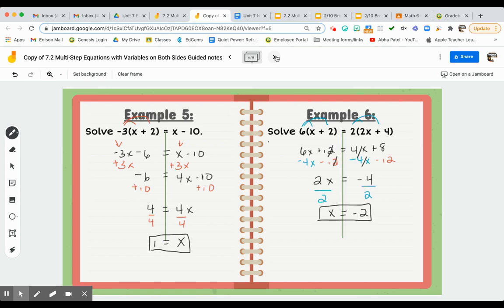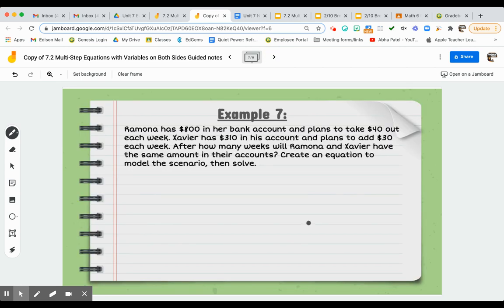Okay, one more problem is a word problem. The biggest thing with word problems is setting up the equation. Okay, so Ramona has $800 in her bank account and plans to take $40 out each week. Xavier has $310 in his account and plans to add $30 each week. After how many weeks will Ramona and Xavier have the same amount in their accounts? Create an equation to model the scenario, then solve.